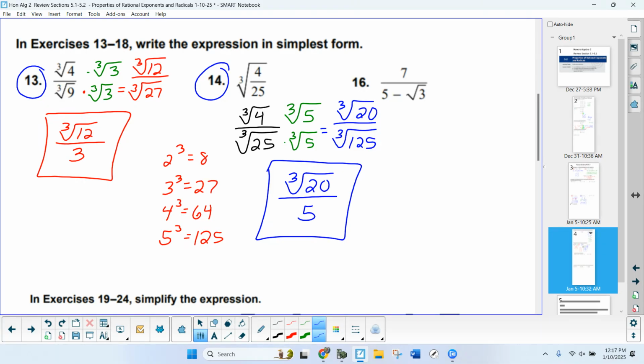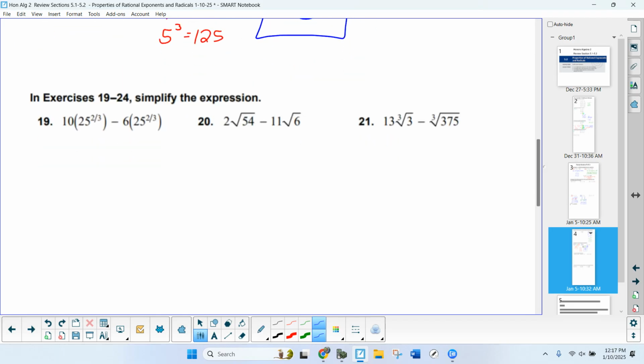We're not going to do 16. We're just going to talk about it. Be very careful. What would you multiply your denominator? What would you multiply both by? 5 plus square root of 3. Top and bottom. And FOIL and distribute and go from there. All right. Next one, simplify. I want you to do number 21.